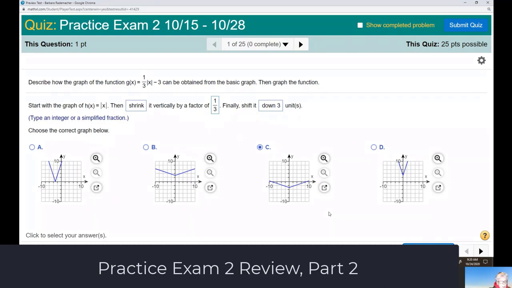Any discussion or questions about this? So it shrinks when it's a fraction? Yes. Oh, okay. So whenever it's more than one, it stretches? Yes. Oh, okay. Thank you. You're welcome.